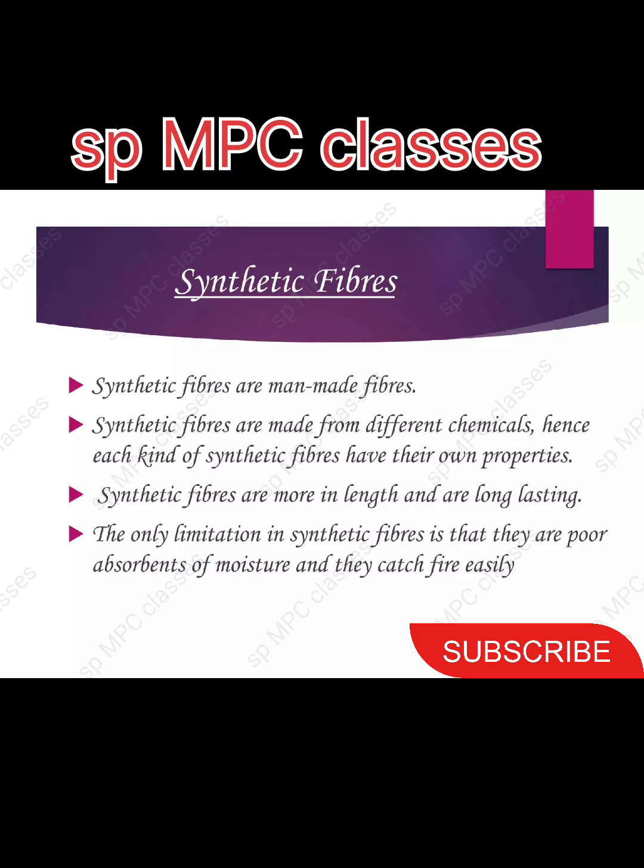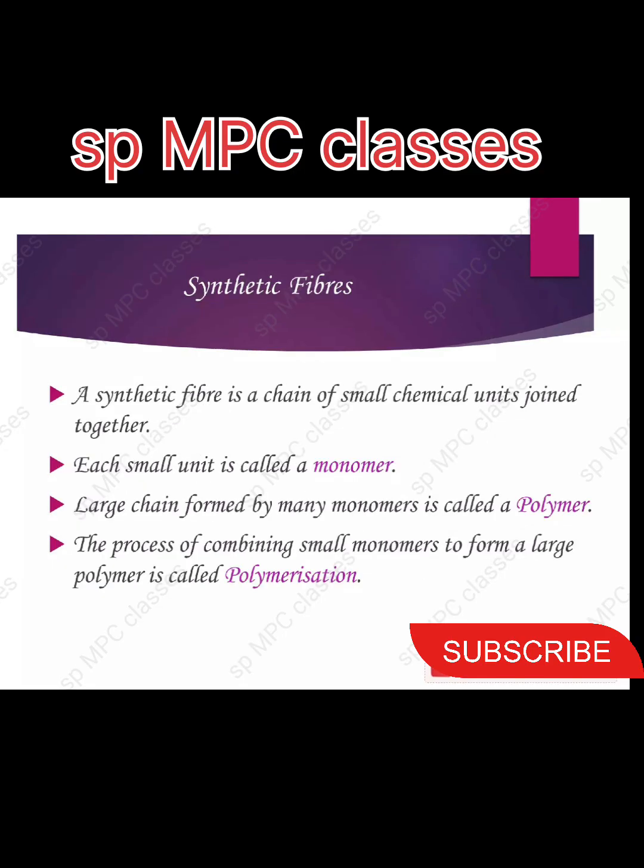So let us see one by one about these synthetic fibers. First of all, we are going to learn about polymerization. In the polymerization process, you have to know about the monomer. Monomer means single unit. One unit is known as a monomer. If we combine all the monomers together, we get a polymer. Poly means many, mer means unit. Monomer, single unit; polymer, many units. When you combine all the monomers together to get a polymer, this process is known as polymerization.